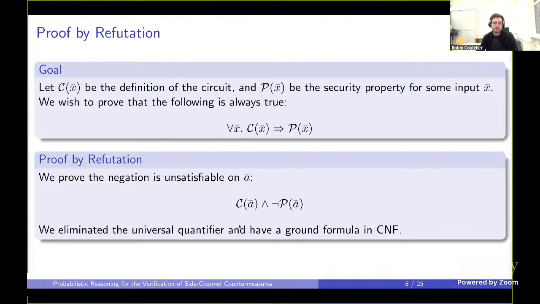And also another side product of this is we get a very nice CNF formula, which is easier to reason over. We like normal forms for efficient reasoning.